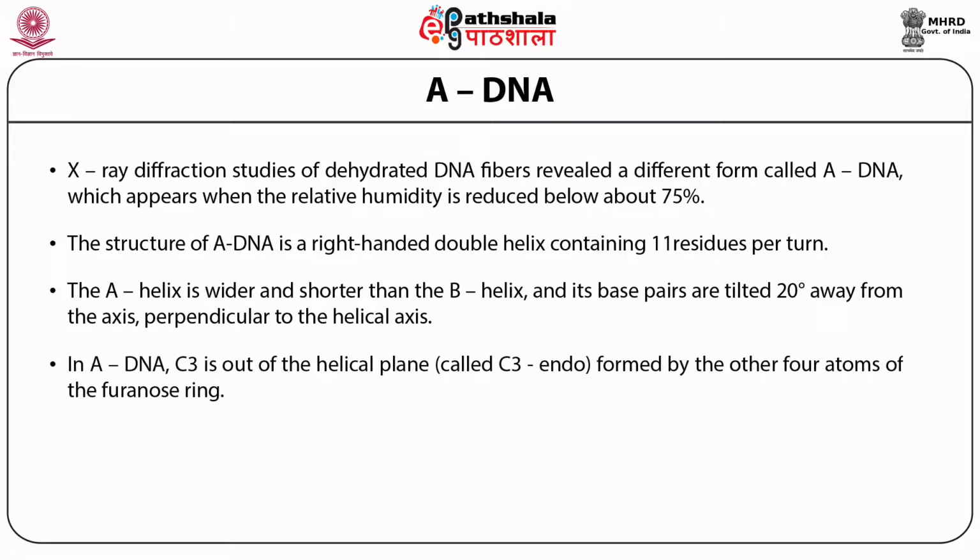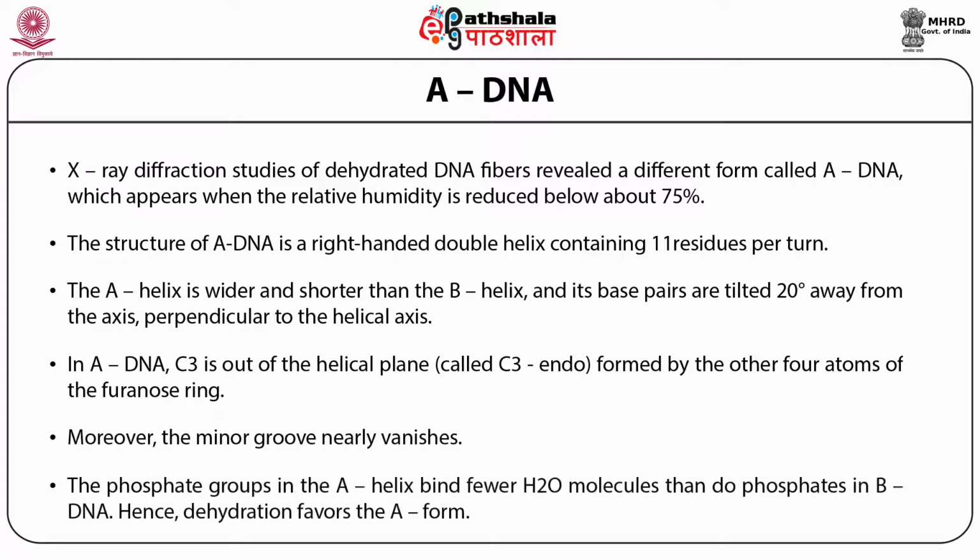In A-DNA, C3' is out of the helical plane, called C3' endo, formed by the other 4 atoms of the furanose ring. Moreover, the minor groove nearly vanishes. The phosphate groups in the A helix bind fewer water molecules than do phosphates in B-DNA. Hence, dehydration favors the A form.